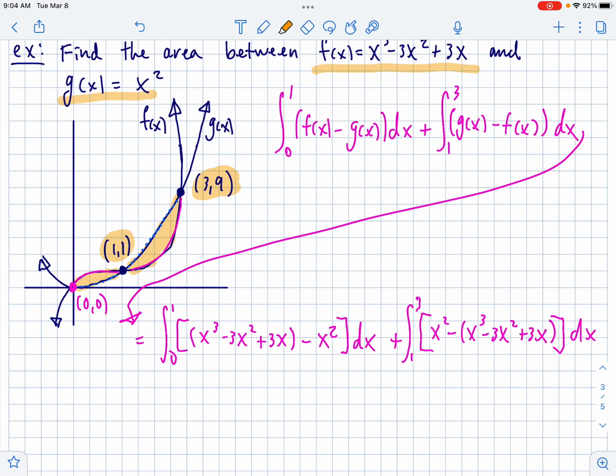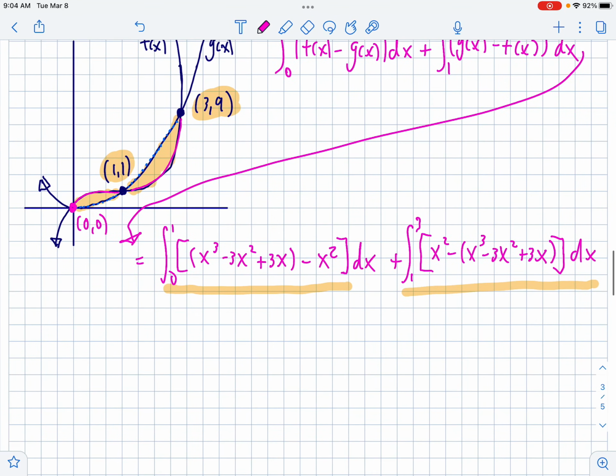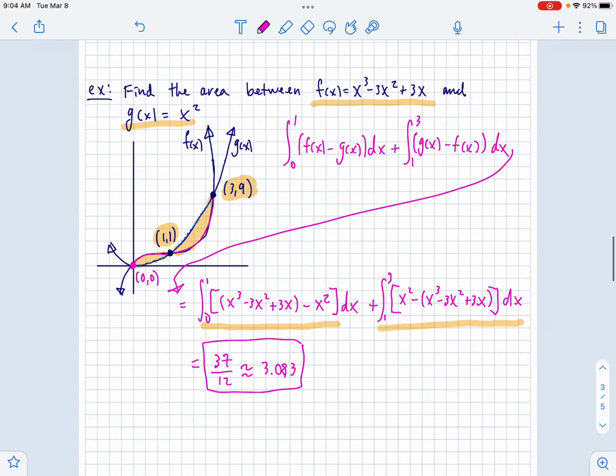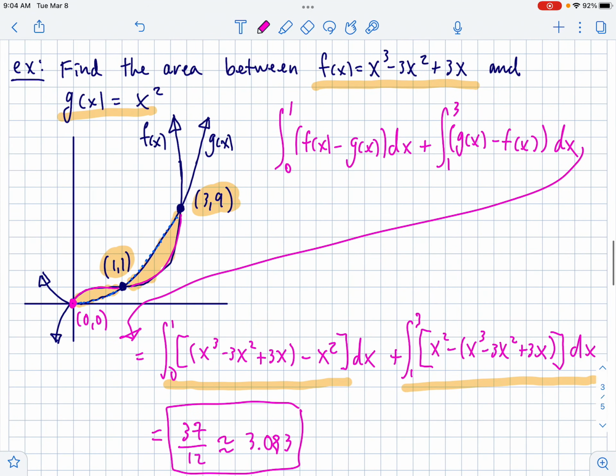Now, you guys, both of these are calculator crunchers. Yes, you could do them by hand, but we're embracing the calculator. So put these both into your calculator, and you should get 37/12, which is about 3.083. There's the whole problem.